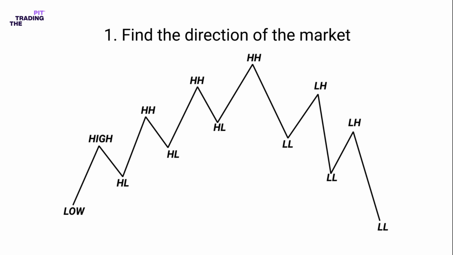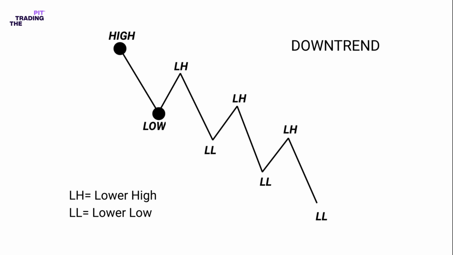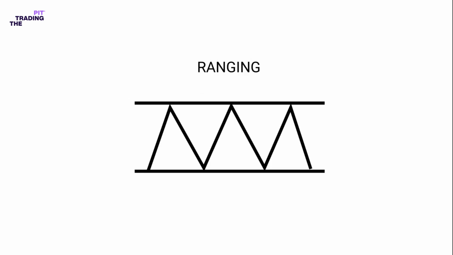We have to remember that the trend is our friend, and we should not try to go against the trend. If the market is in an uptrend or bullish, then we have to look for buying opportunities. If the market is in a downtrend or bearish, then we have to focus on selling opportunities. Finally, if the price is ranging, then you have to stay out of the market.